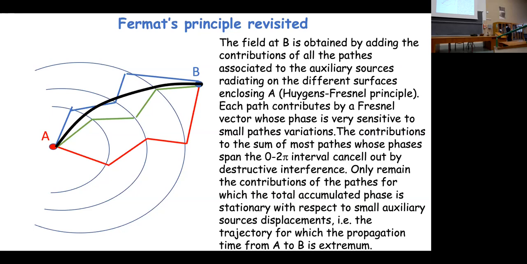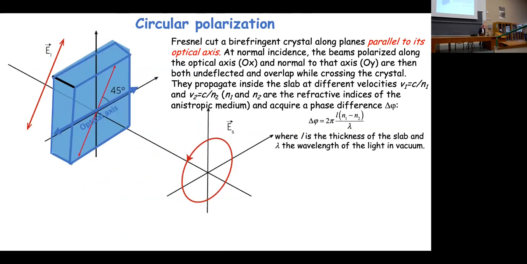And of course, light does not know anything. Light is a vibration, a wave, and the wave explores everywhere. And only by constructive interference, the paths for which this path is extremum count. So this is Fermat's principle. The last point I want to discuss briefly is circular polarization.